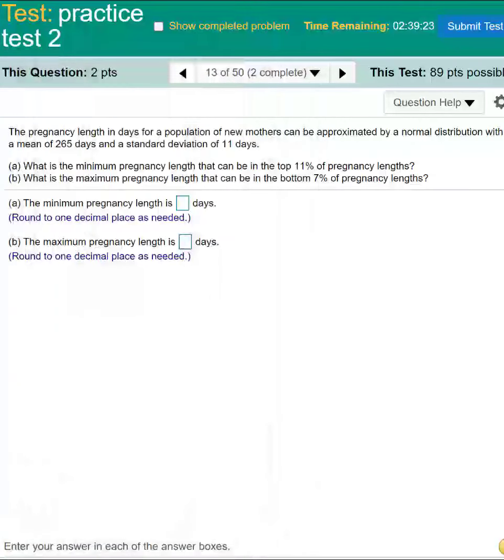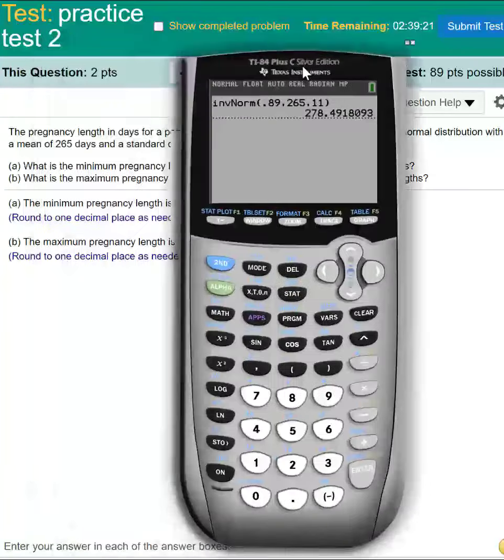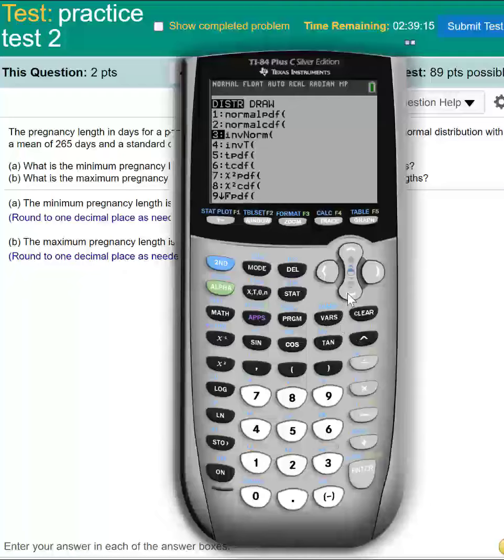What's the maximum pregnancy length that can be in the bottom 7%? Bottom 7% means the 7% is on the left, so you just use the inverse norm with 7%, 0.07.